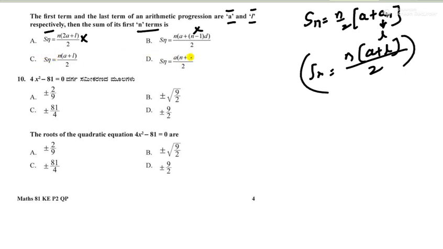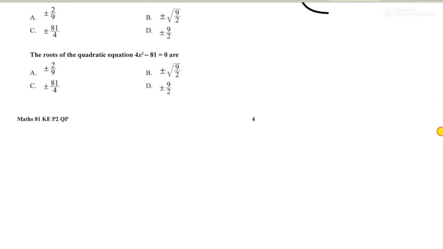Yeah, here see they have written n plus l, but we need a plus l. So this is the right answer. Option number C is the correct value. Okay, moving to the question number 10. The roots of the quadratic equation are dash. So this is the equation, 4x square minus 81 equals 0.